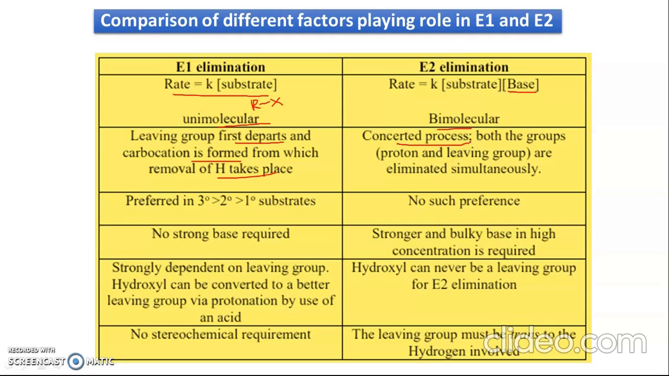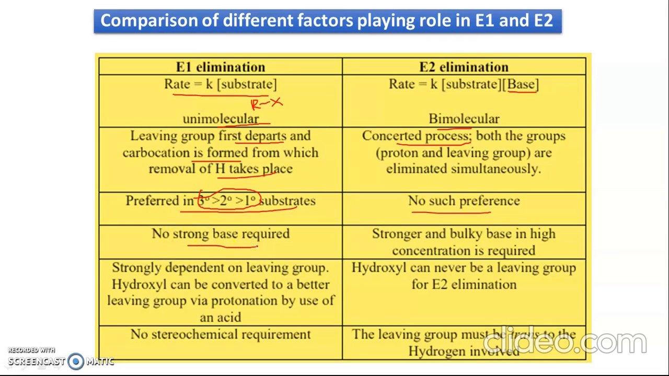Both the groups, that is the proton and the leaving group, are eliminated simultaneously. I have already said that the preference is 3 degree greater than 2 degree and 1 degree because of carbocation stabilization. It is maximum in the case of 3 degree, but in E2 there is no such preference. But in some books you may find that the same preference is written, but mostly it is applicable for E1.